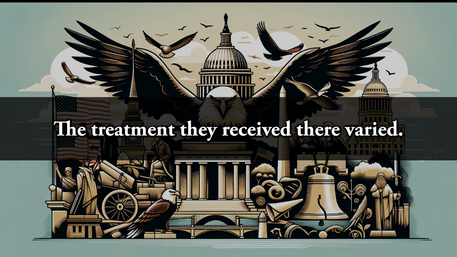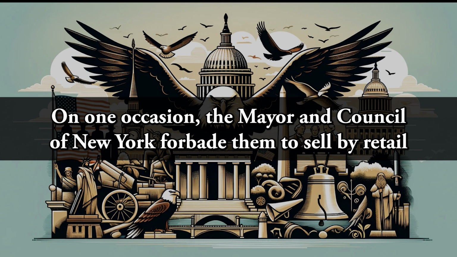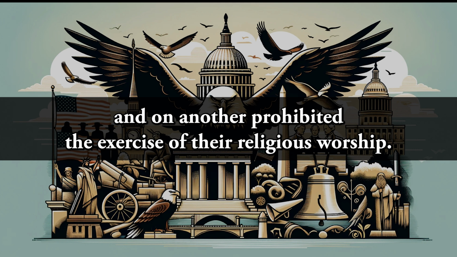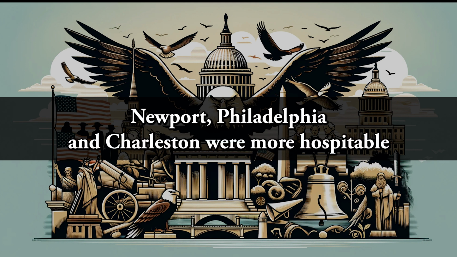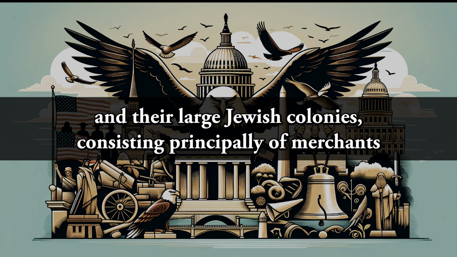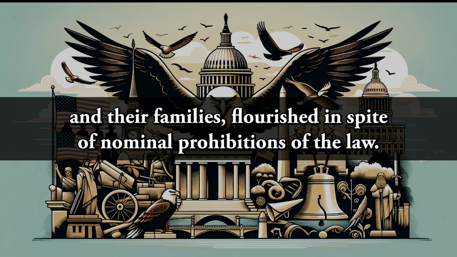The treatment they received there varied. On one occasion the mayor and council of New York forbade them to sell by retail, and on another prohibited the exercise of their religious worship. Newport, Philadelphia, and Charleston were more hospitable, and their large Jewish colonies, consisting principally of merchants and their families, flourished in spite of nominal prohibitions of the law.